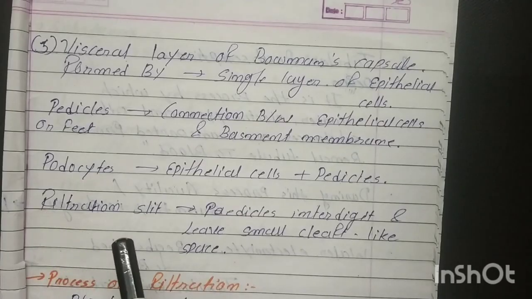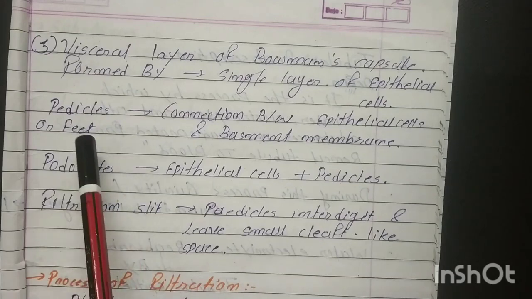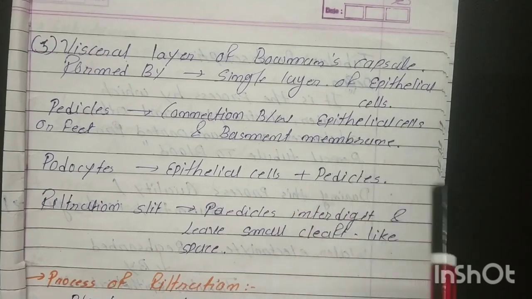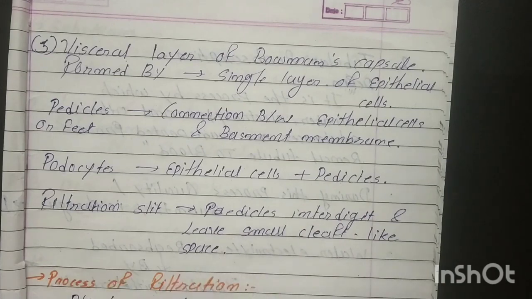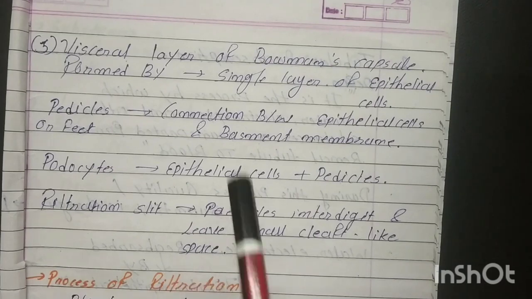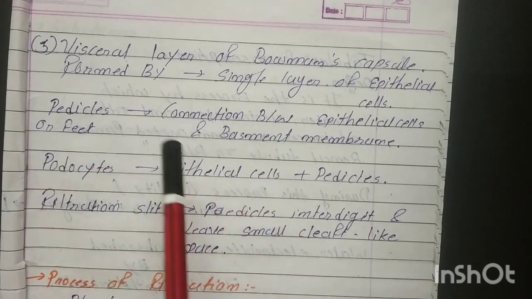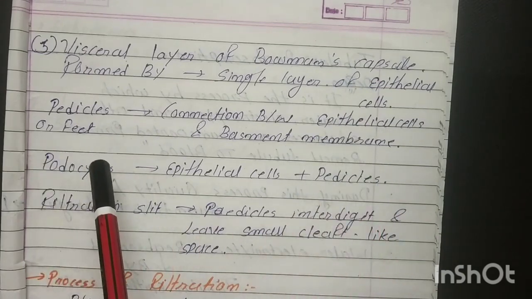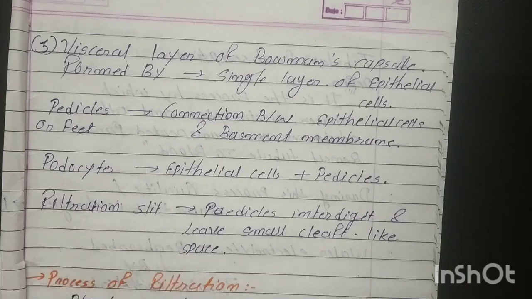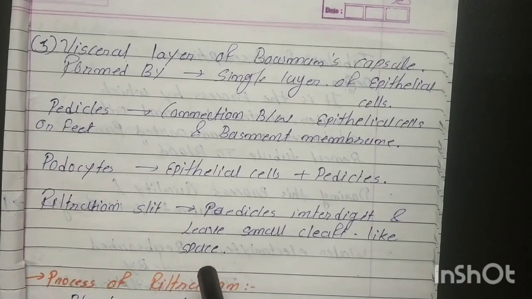Let's see the third membrane. The third membrane is the visceral layer of Bowman's capsule, which is formed by the single layer of epithelial cells. Remember here that epithelial cells contribute to it, because only endothelial cells are present in capillaries and blood vessels, and the nephrons are lined by epithelial cells. So that's why this membrane is formed by the single layer of epithelial cells. And there are pedicles or feet, which are a very specific, very characteristic feature of this membrane.